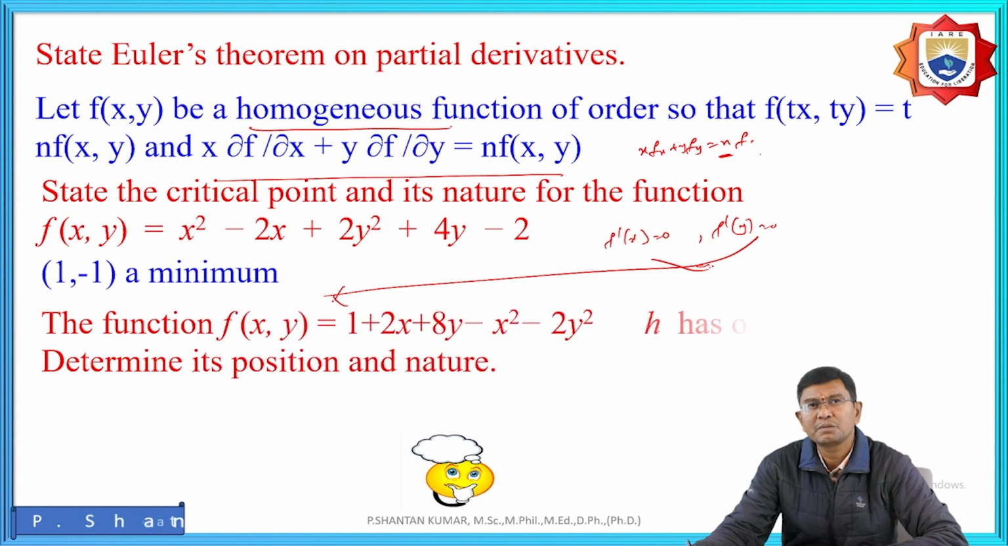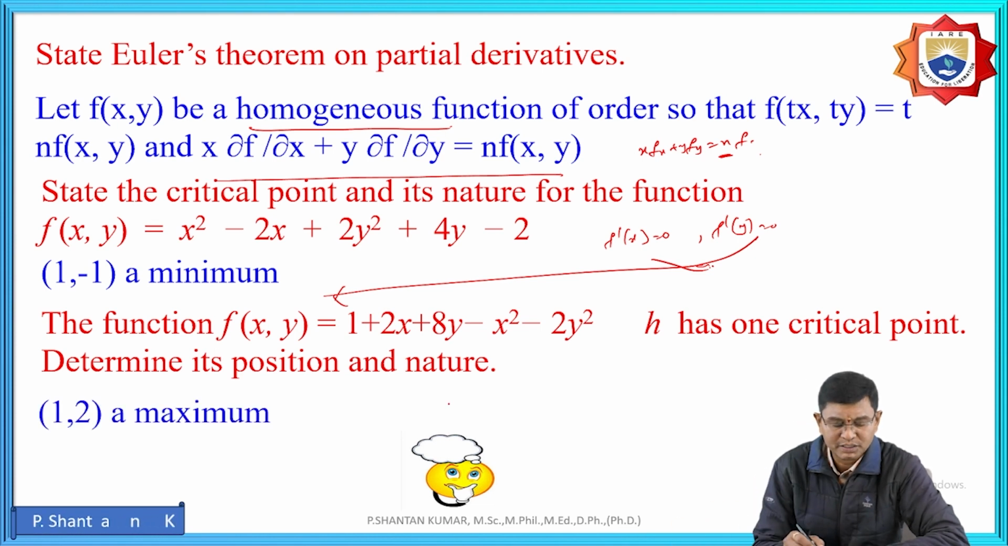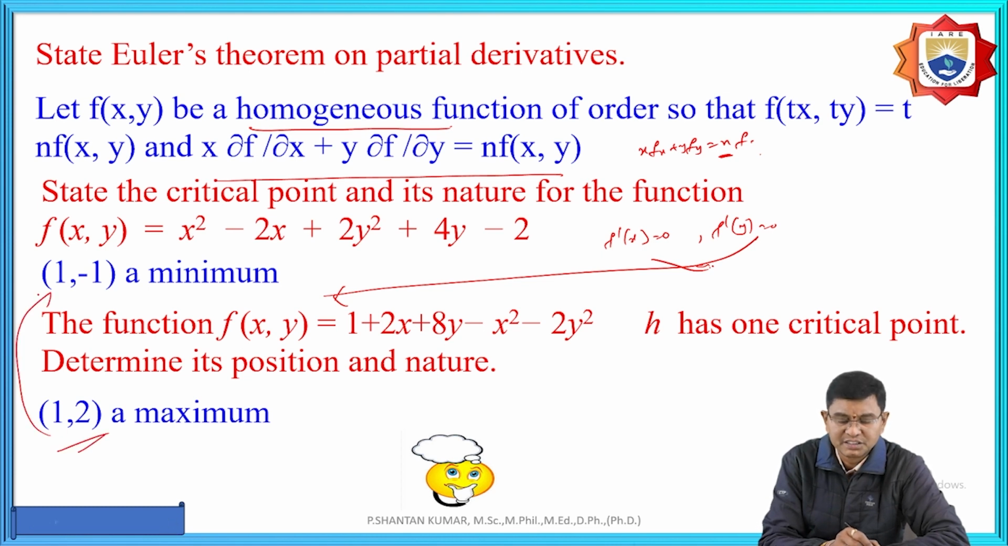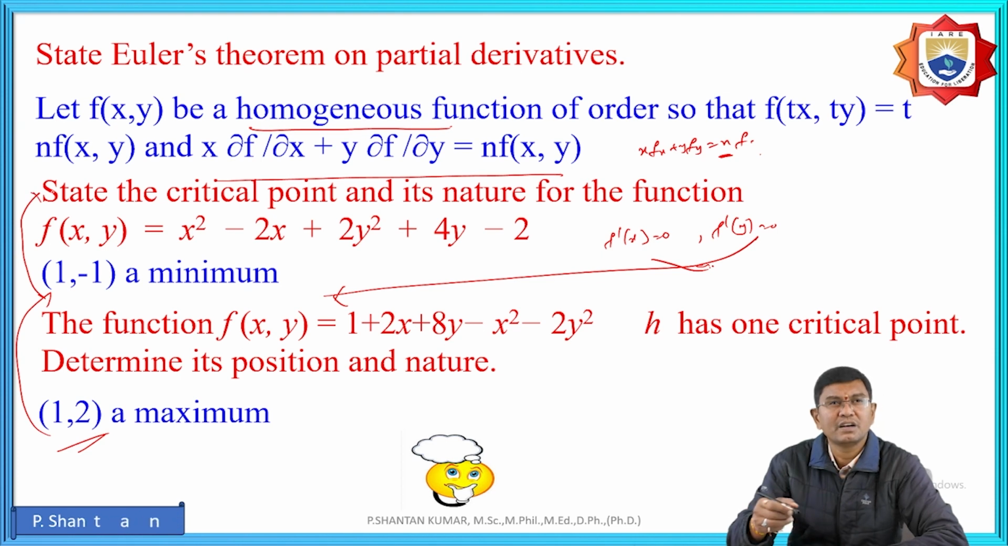The function f of x comma y is equal to 1 plus 2x plus 8y minus x square minus 2y square. H is one critical point. Determine its position and nature. That is 1 comma 2. Same here also, based upon the conditions, like based upon the stationary point, the above problem.